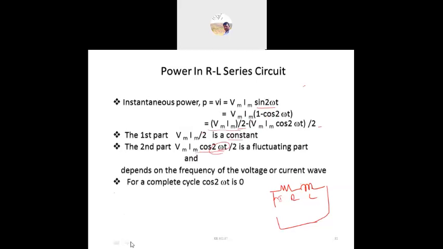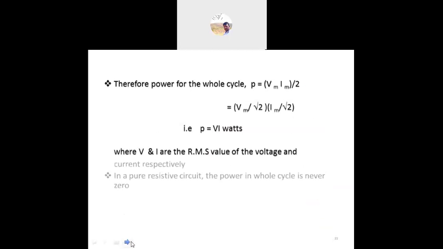Over the whole cycle, P is equal to Vm Im by 2, which is Vm by root 2 times Im by root 2. So we get the power P is equal to V into I, where V and I are the RMS values, the root mean square values of the voltage and current.